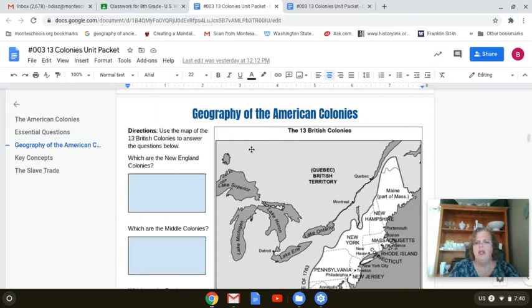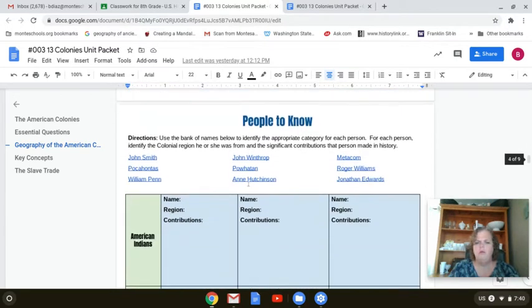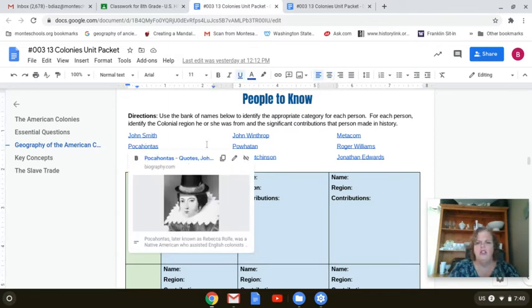But next we have this geography of the American colonies, and you can look at this map that I've given you to answer the questions. And then this chart is about the people who lived during the colonies. So colonial times, people who lived in the colonies. And so we have three Native Americans or American Indians, and each person has a link. So Pocahontas is an important person who lived during the colonies.